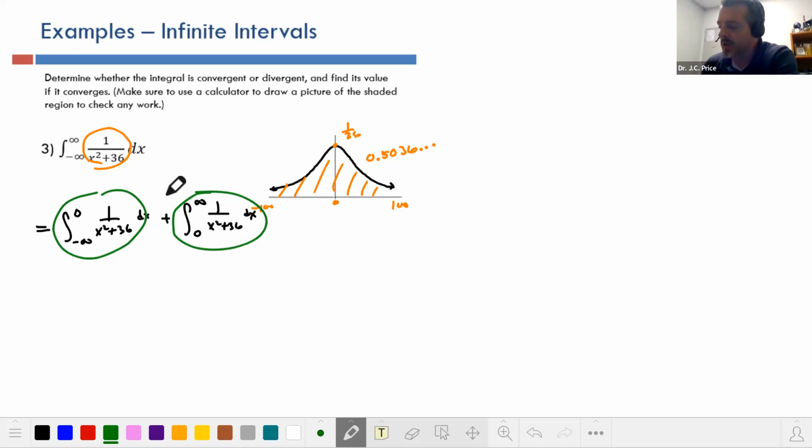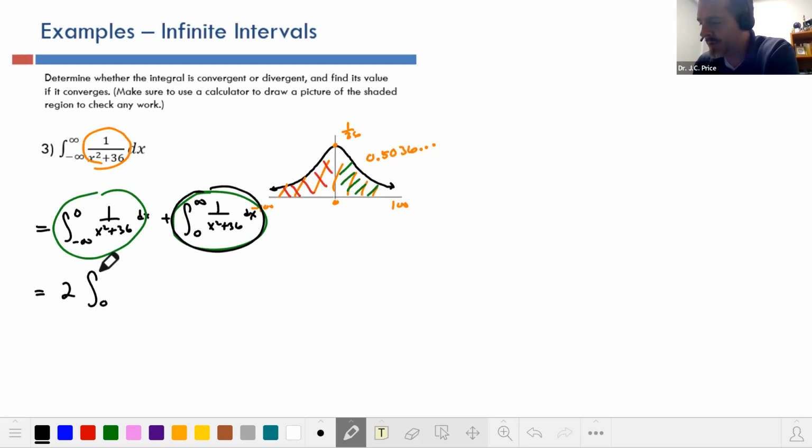But this one's kind of special. Why? Notice this area on the left is actually the same as the area on the right. So we can simplify this process by rewriting this as two times one of these integrals, so 2 times the integral from 0 to infinity of 1 over x squared plus 36 dx. We're just going to do two of them because they are the same integral. One's just reflected over the y-axis.